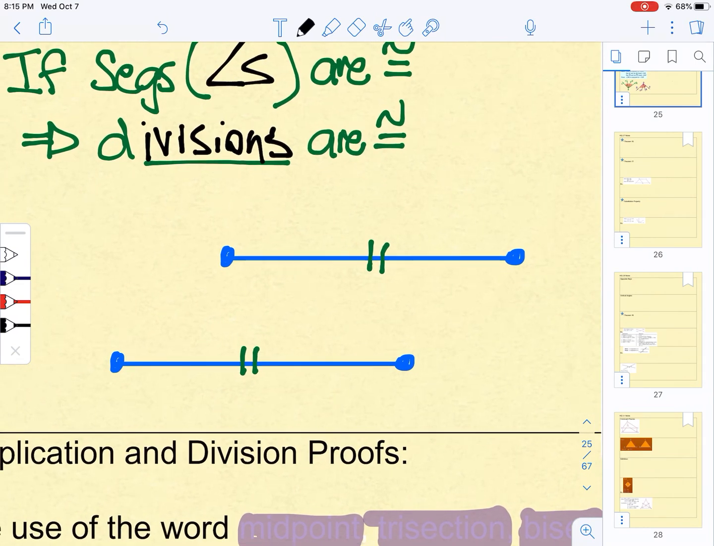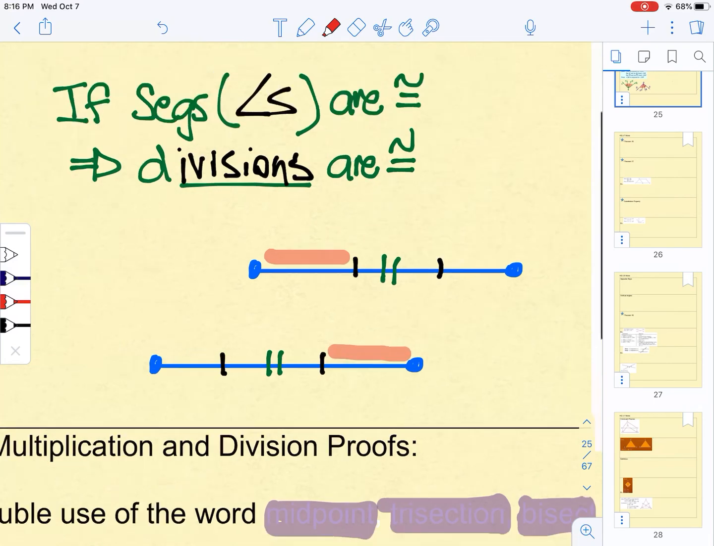So here we have a segment, right? And I can break it up into, again, let's go a trisection. So if the original 2 segments are congruent, then each of the parts here, so this part has to be congruent to that part because these have been trisected.